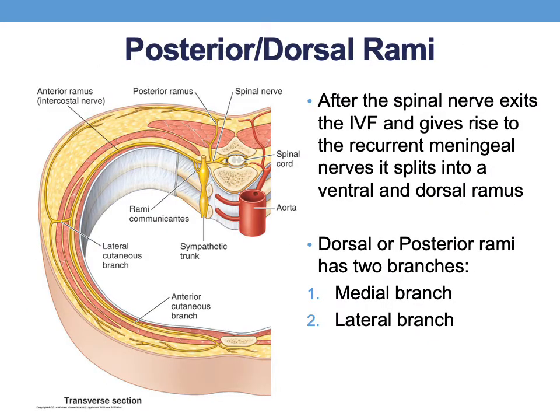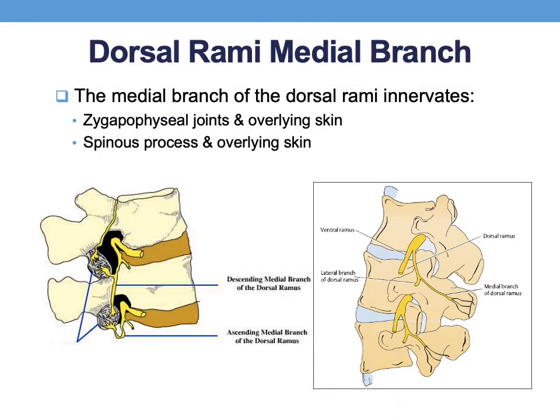After the spinal nerve exits the intervertebral foramen and gives rise to the recurrent meningeal nerves, it splits into a ventral and dorsal ramus. Dorsal or posterior rami have two branches, a medial branch and a lateral branch. The medial branch of the dorsal rami innervates the zygapophyseal joints and overlying skin and the spinous processes and overlying skin.